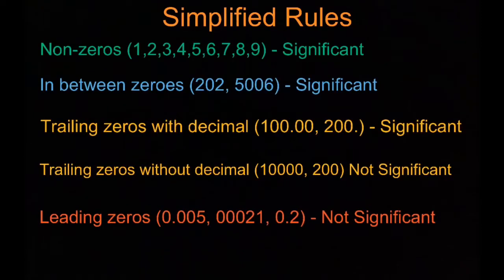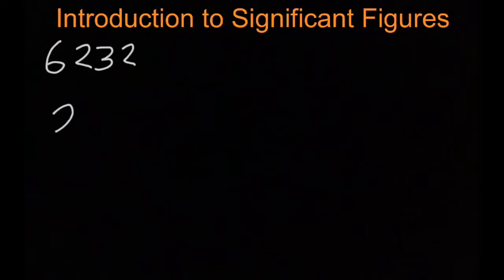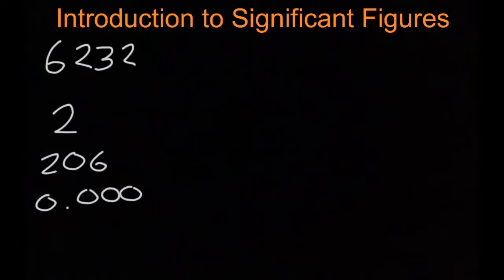Here's a list of some simplified rules to help determine the number of significant figures. Feel free to pause this video and write down or memorize these set of rules. Now, let's go over some practice problems to review what we have learned this video. Let's say we're given 6,032, 206, and 0.00005.